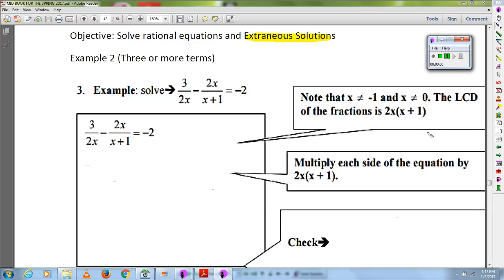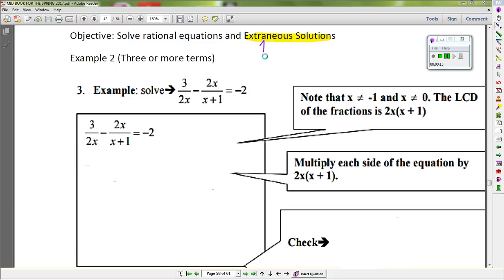In this video, the objective is to solve a rational equation with an extraneous solution. Now, extraneous solution, this will be the first time that most of us will hear about it. This is not a valid solution to the original rational equation.